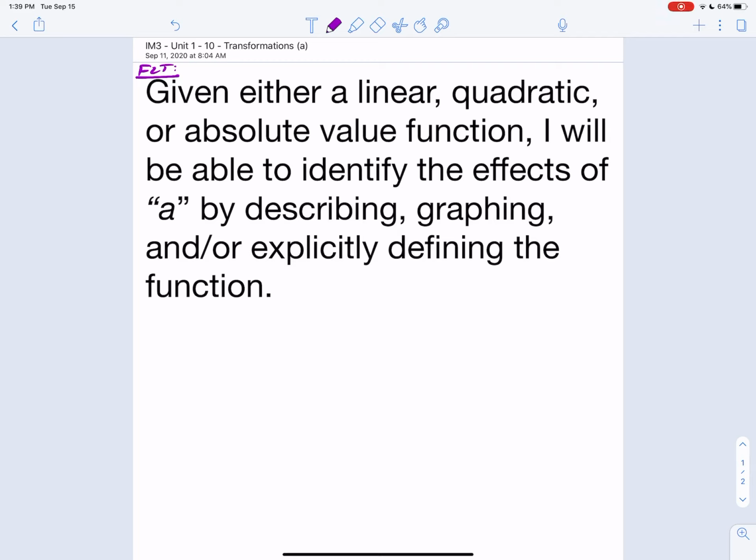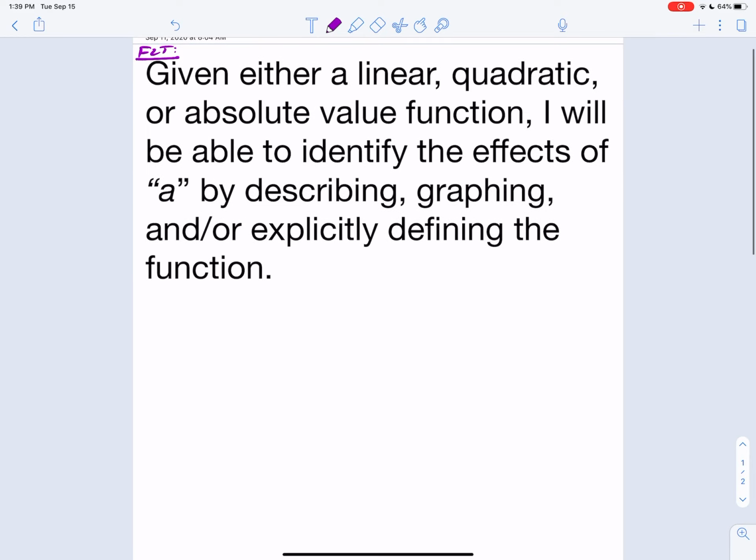So, similar FLT to the last set of notes, we're still going to focus on linear, quadratic, and absolute value functions. You're going to be able to identify the effects of what we call A, by describing, graphing, and or explicitly defining the function. Okay, so we have 3 parameters. You guys already went over h and k.